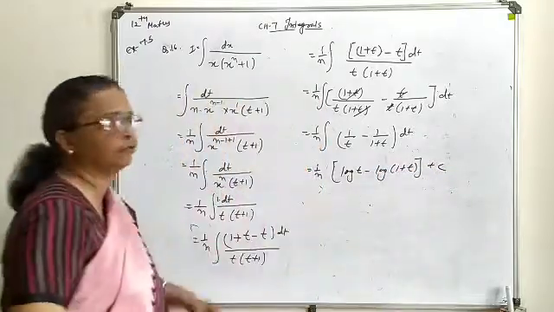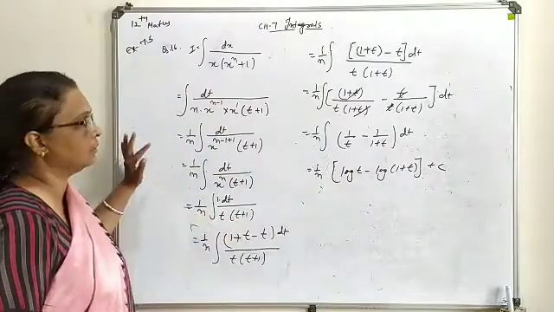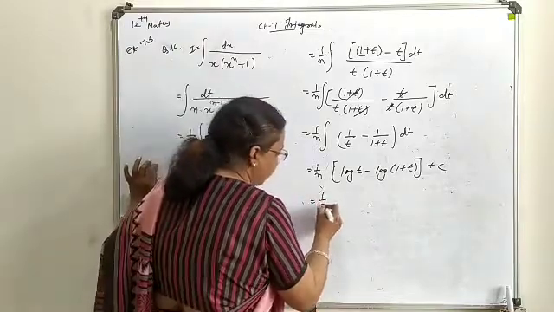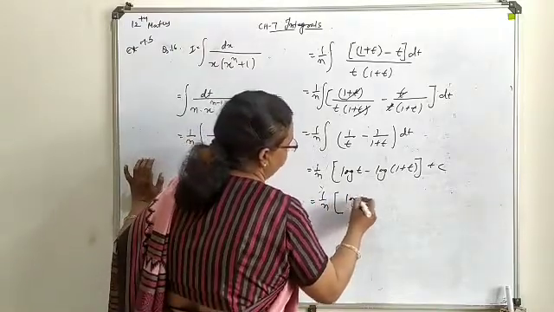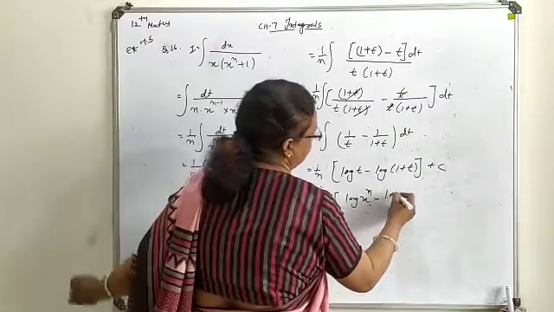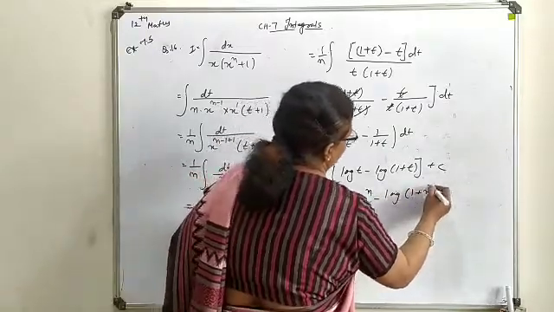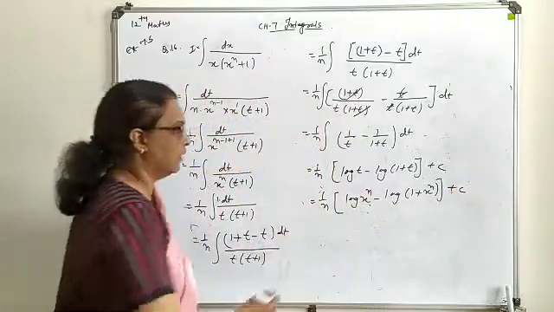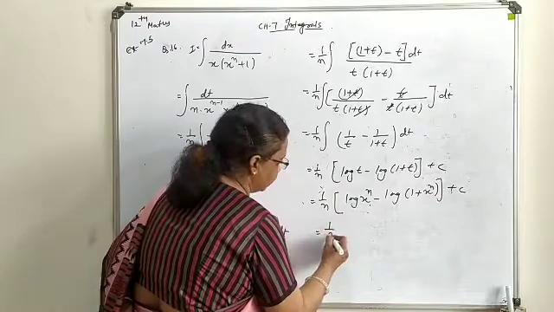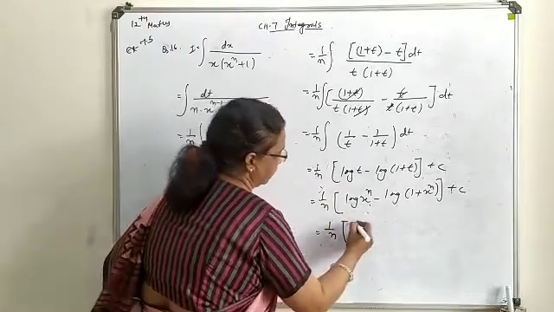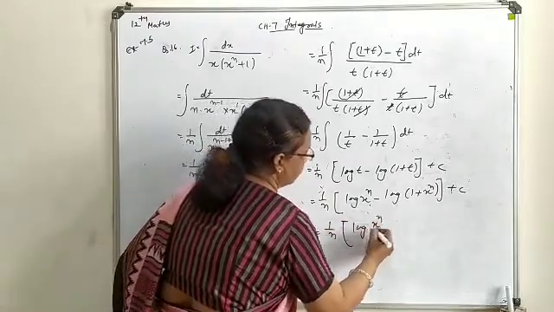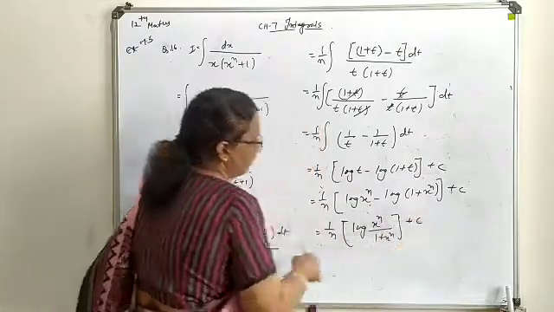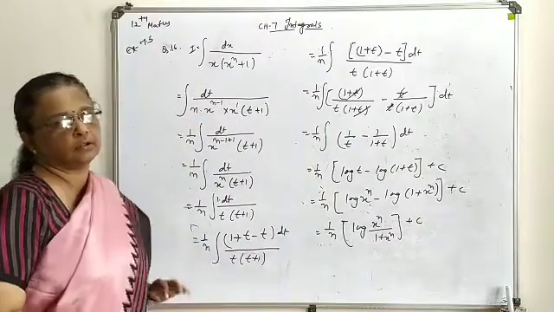The answer should be in the form of x only. So x power n we have supposed as t. So t replace everywhere in the form of x. This is log x power n minus log 1 plus x power n. This also you can write in a division form: log of x power n upon 1 plus x power n. So this will be your final answer form regarding this question frame.